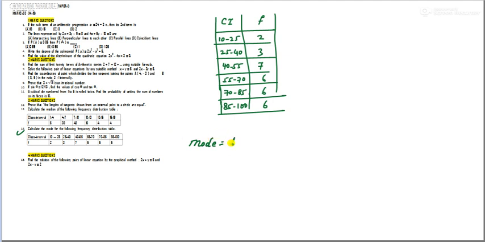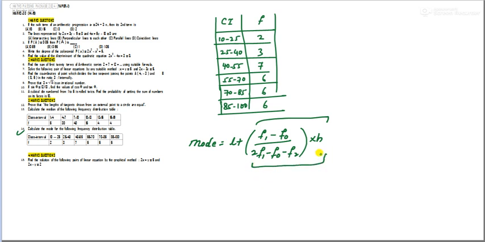Okay, let me write it. Mode is equal to L plus, f1 minus f0 divided by 2f1 minus f0 minus f2, close the bracket, into h. Again, these two are together and this L is separate. It means first you have to solve this completely, and whatever you get, you have to add with L. Remember that. At last you have to do the addition with L. Got it, guys?